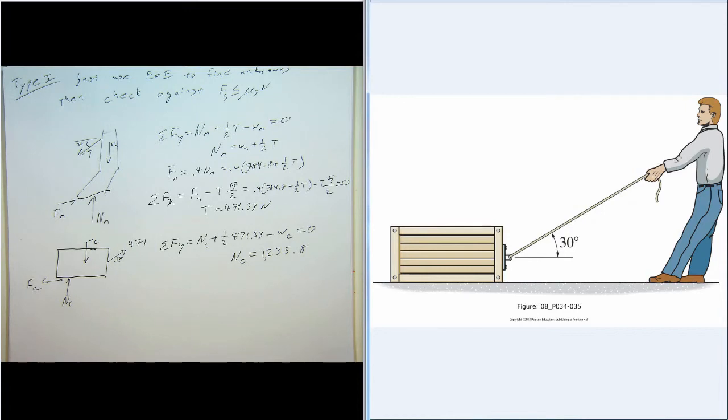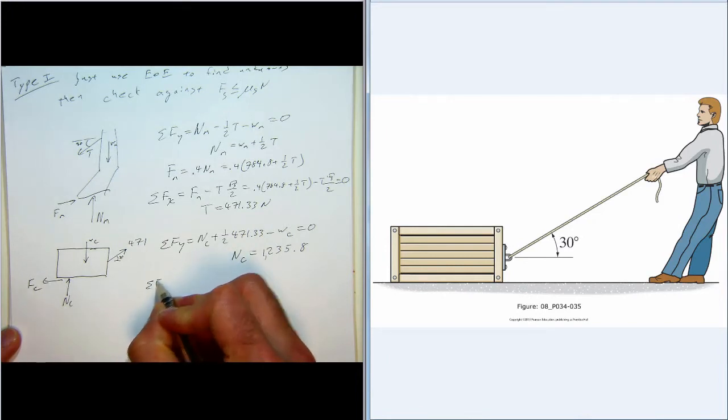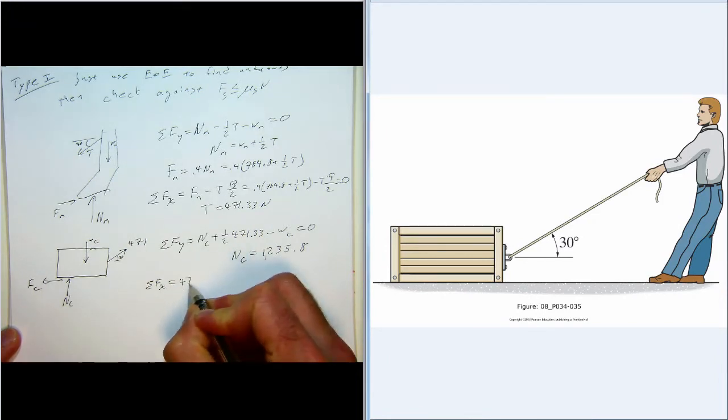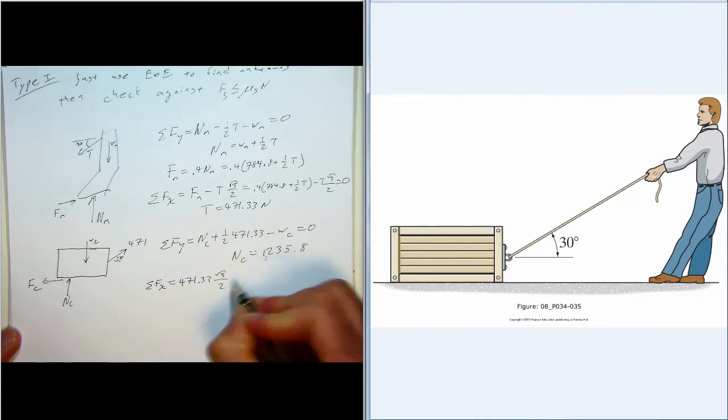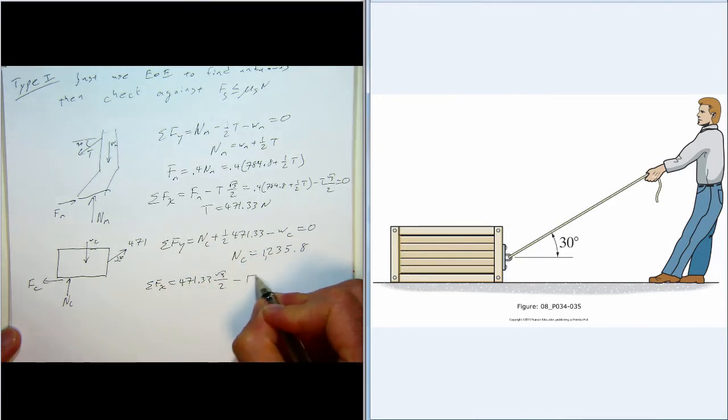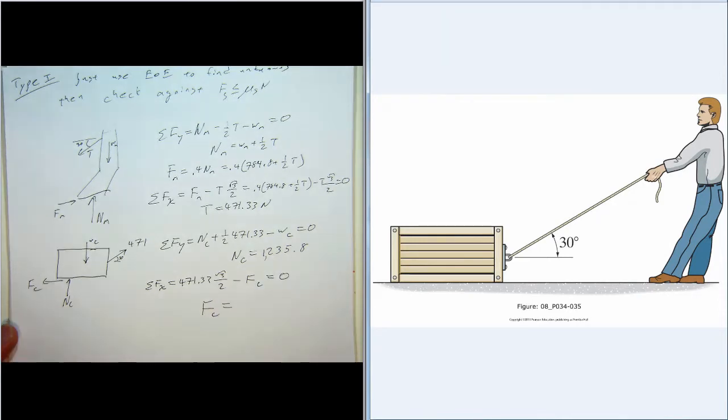And then now we just need to check and see what the friction force is. So summing the forces in the x, we have 471.33 times the cosine of 30, which is square root of 3 over 2. And then we have minus Fc opposing that motion, and that's equal to 0. So that gives us that Fc is equal to 408.2.